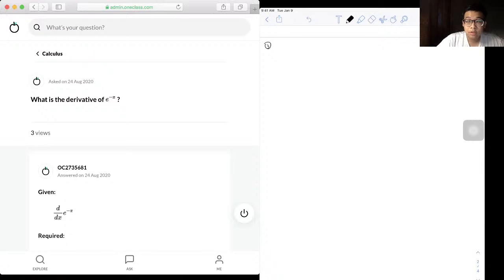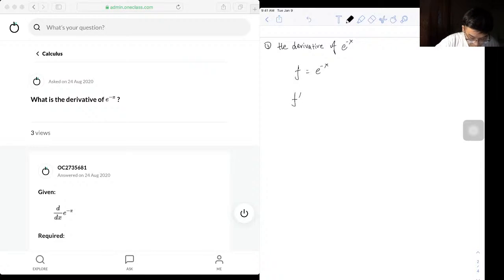Okay, so for our next question, we need to solve the derivative of e to the exponent of a negative x. Right. So in other words, we can rewrite the question as, when f is equal to e to the power of negative x, what f dash will be.